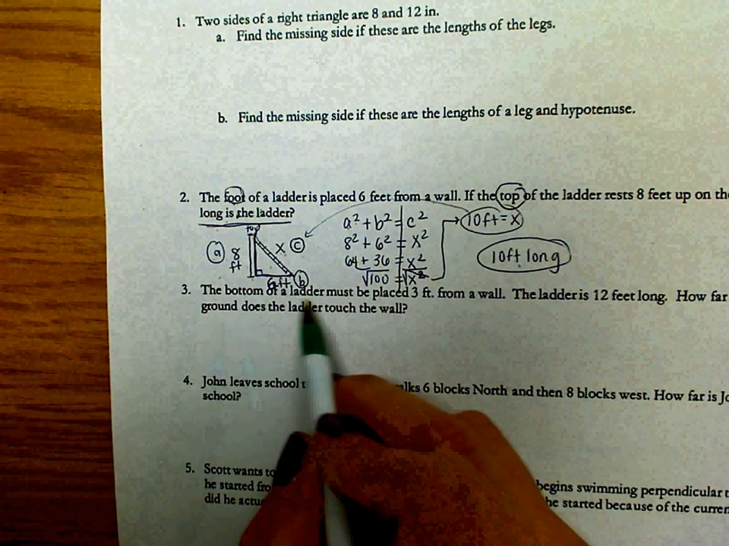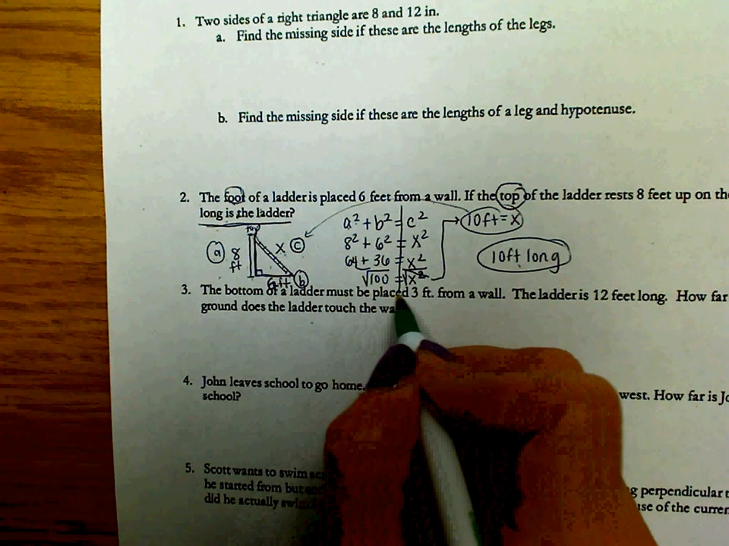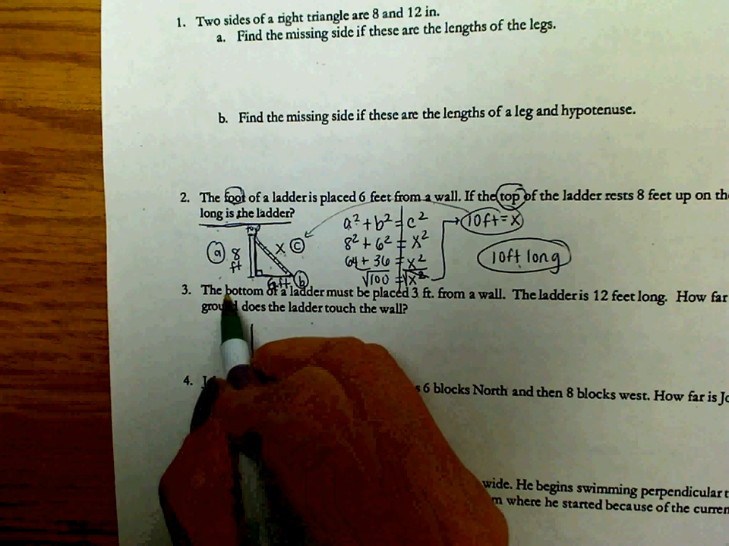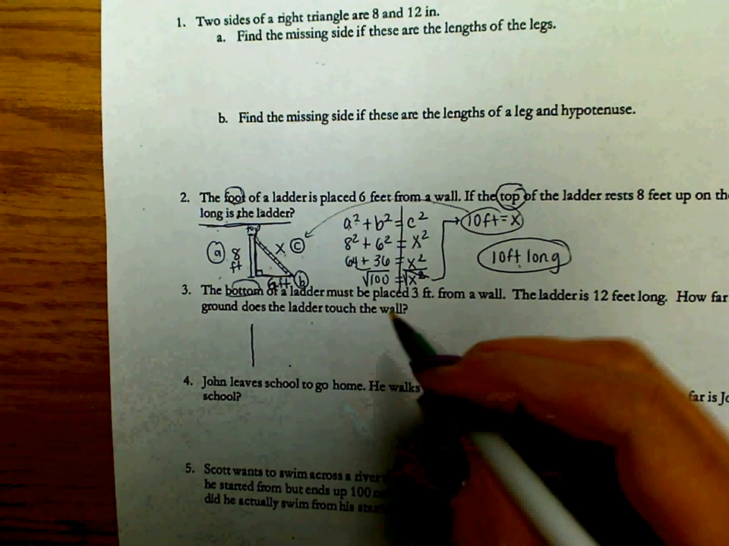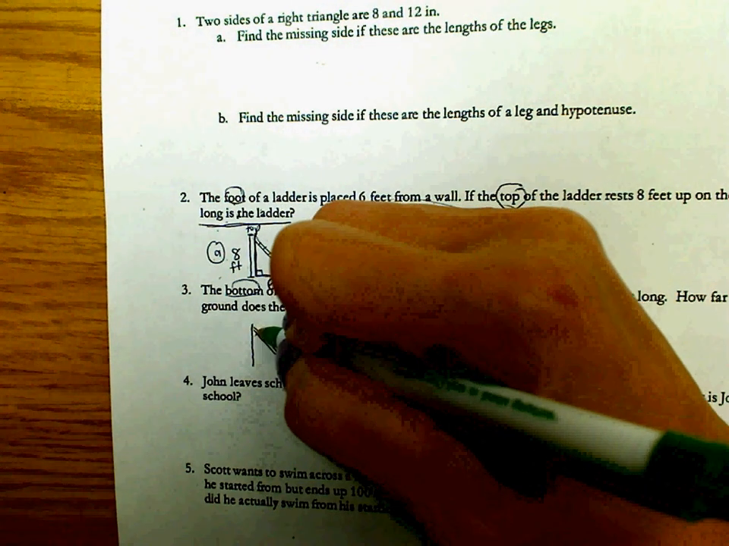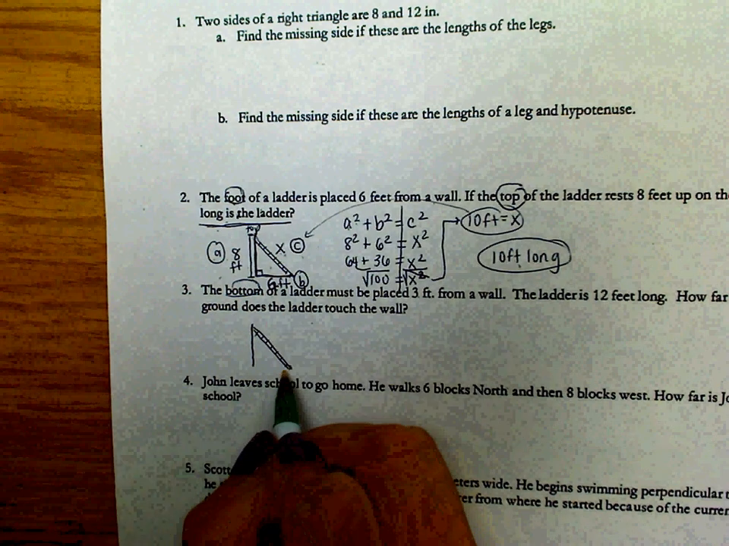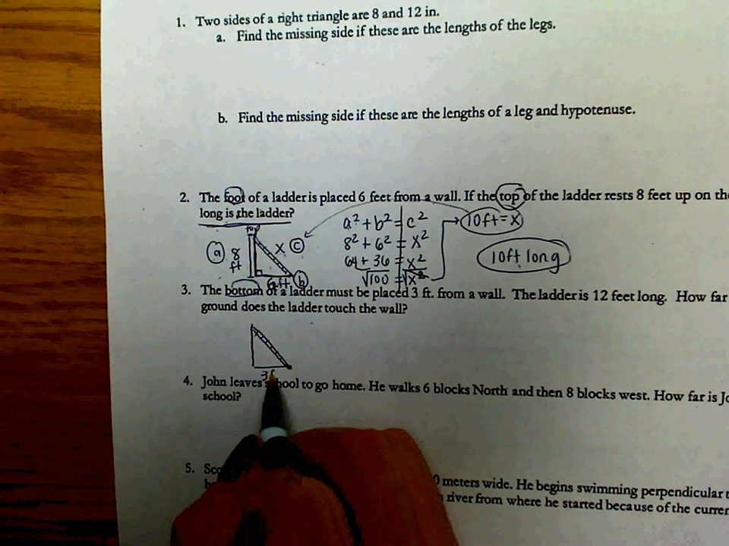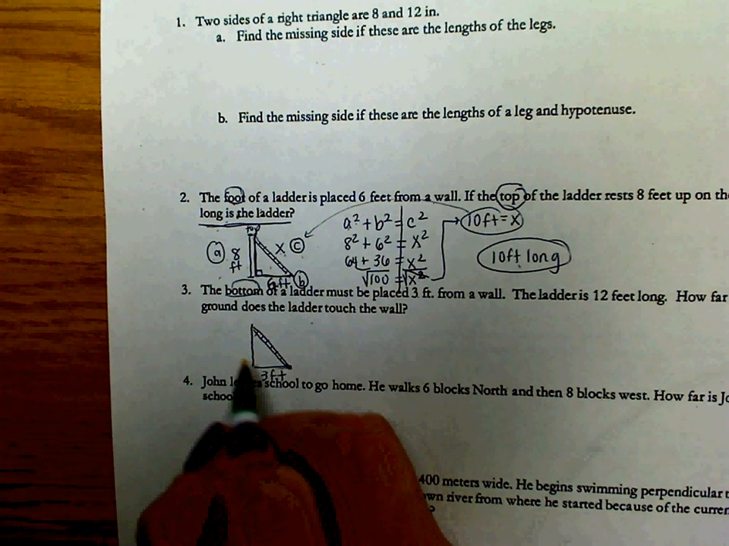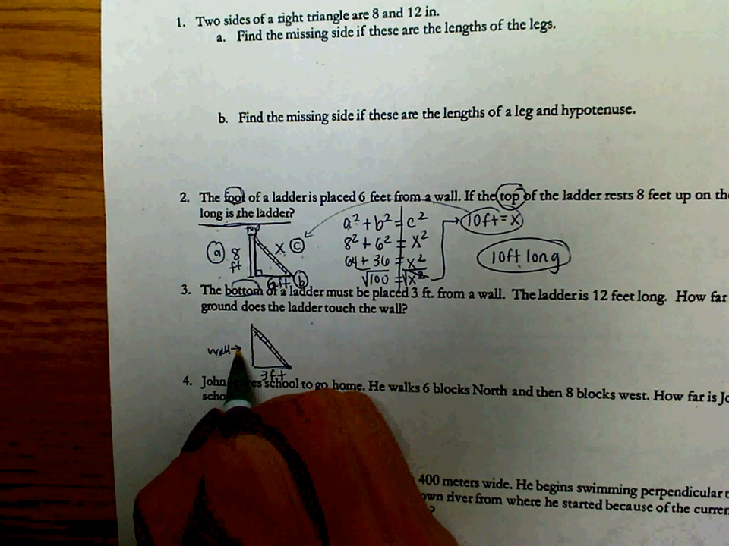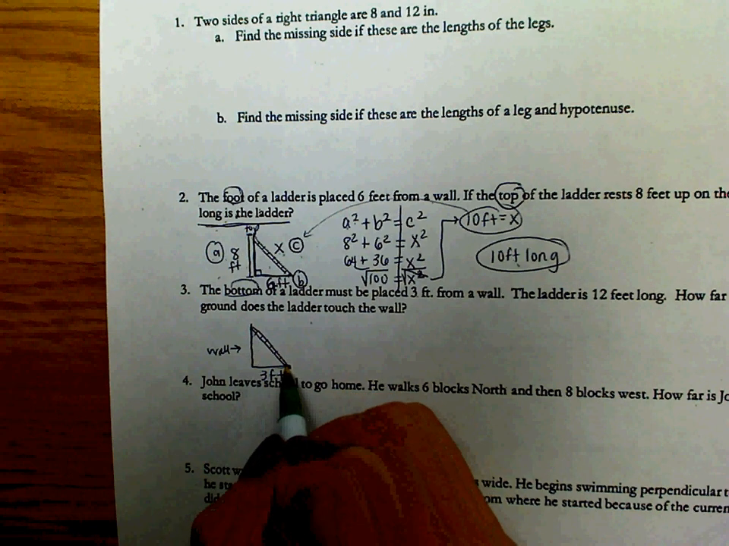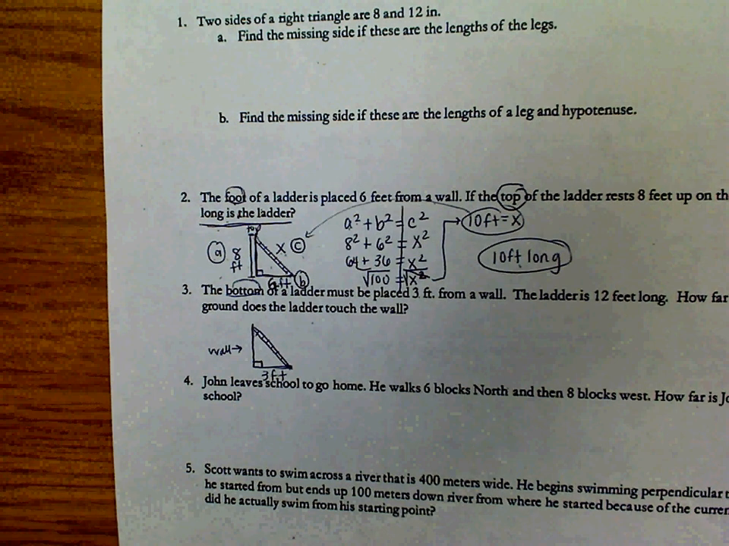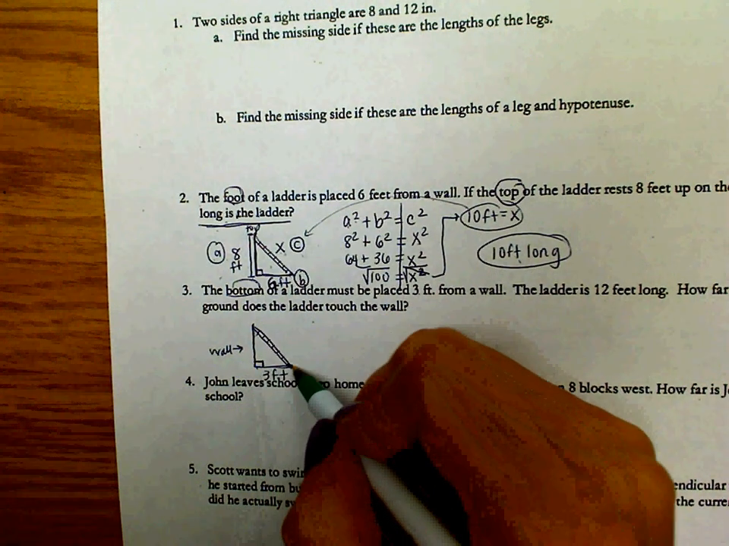Now this one, the bottom of a ladder must be placed 3 feet from a wall. Here's my wall. And if the bottom of the ladder, okay, let's say the bottom, so again, you have a ladder, and obviously it's got to be at an angle. The bottom of the ladder is 3 feet from the wall, so here is 3 feet. This is where you have a right angle, okay, because a wall and the ground makes a 90-degree angle, okay.